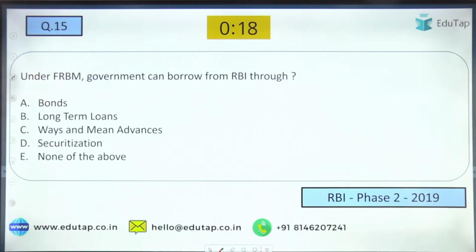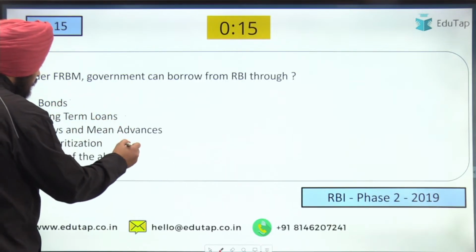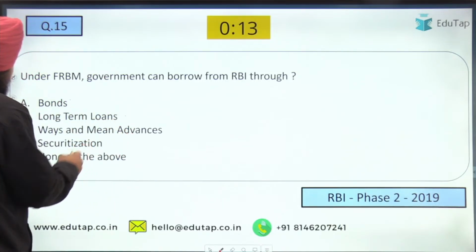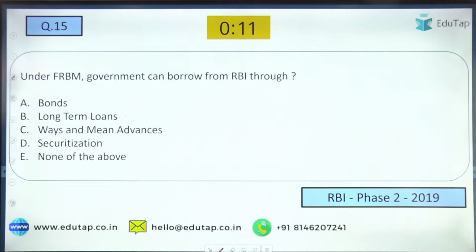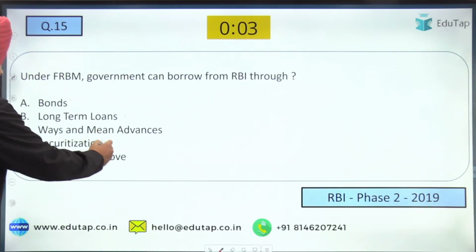Fine. So option A is bonds, B is long-term loans, C is ways and means advances, D is securitization. Yes, as Chetan, Gopal, everybody is giving the correct answer. Yes, so C is going to be the answer to this question. Nilay is saying D. No, Nilay, it is not D, it is C.